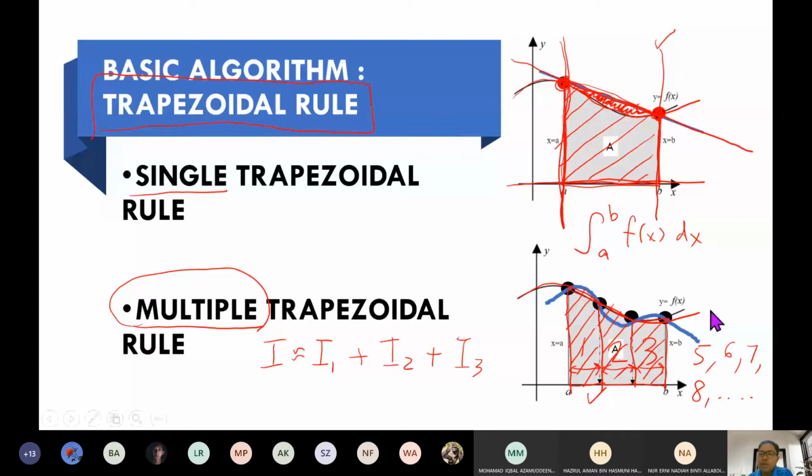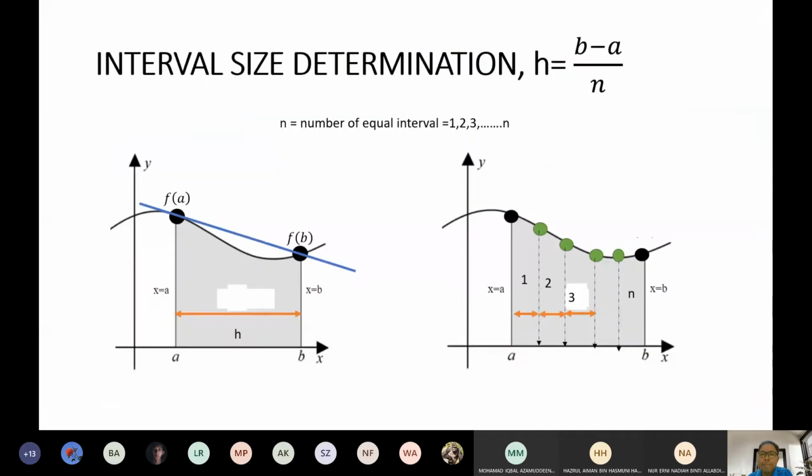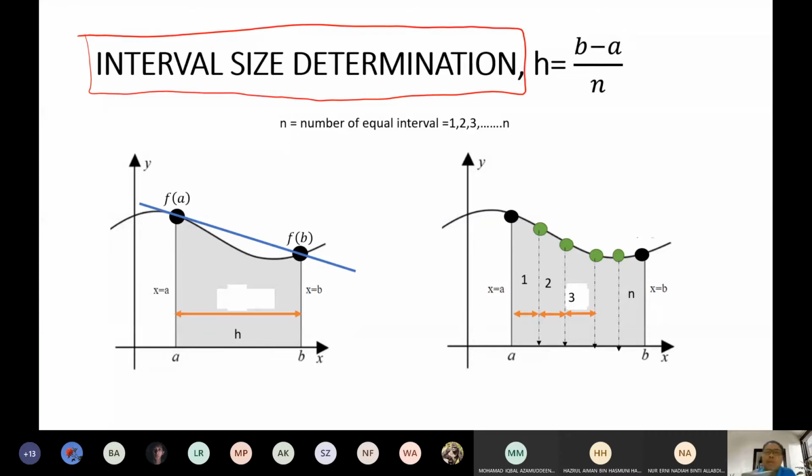Okay, so hopefully you can understand the theory behind the trapezoidal rule, because once you know this theory, we can extend further on to find the formula. Okay, there's one step back before we develop the formula. We have to understand how to find the size of the interval, usually denoted as h. So what is h?